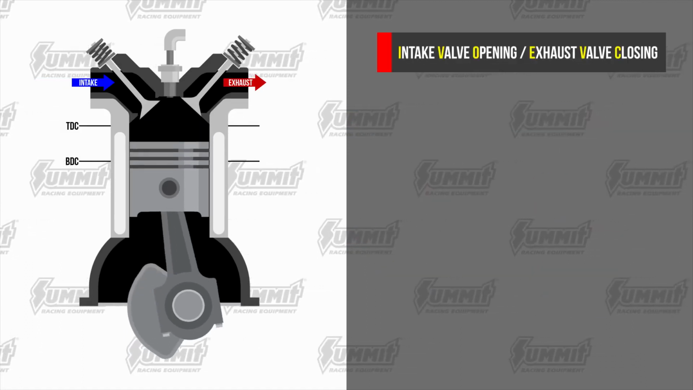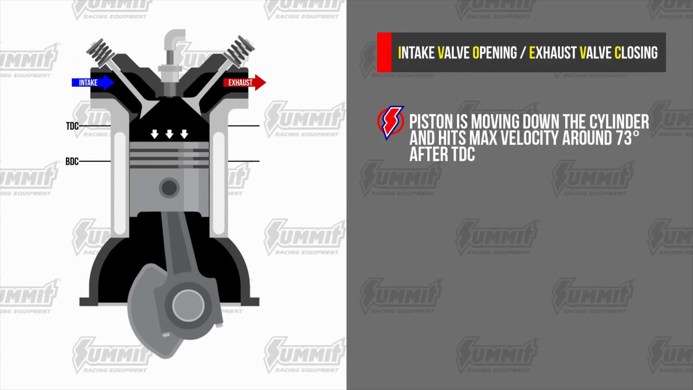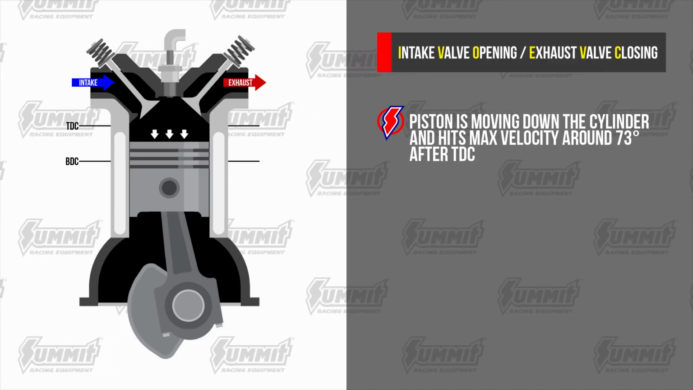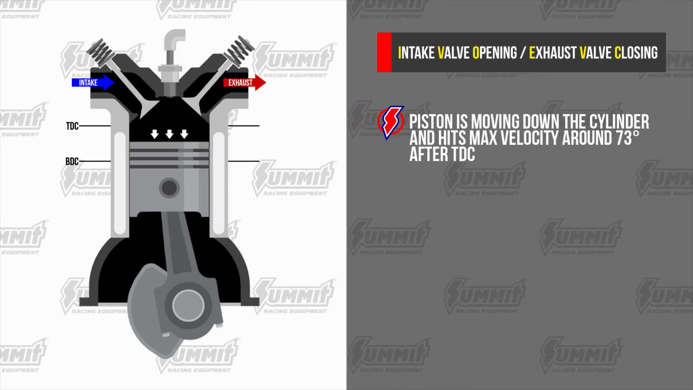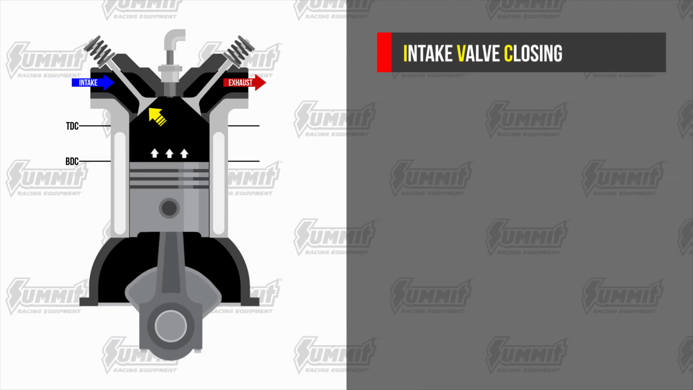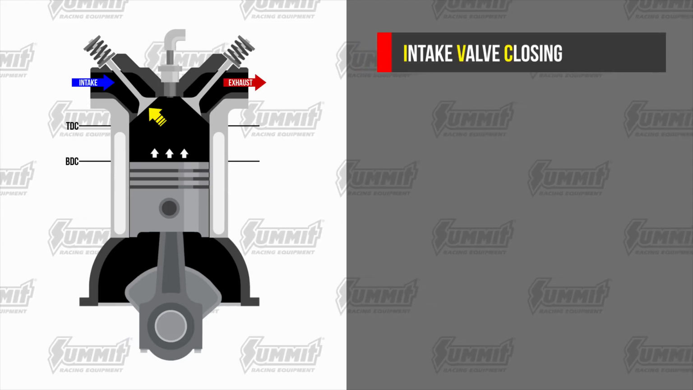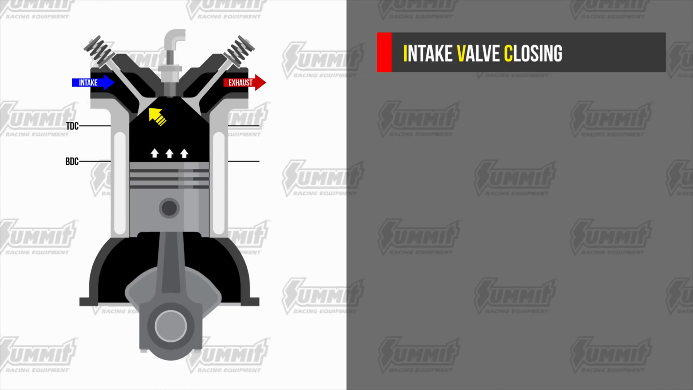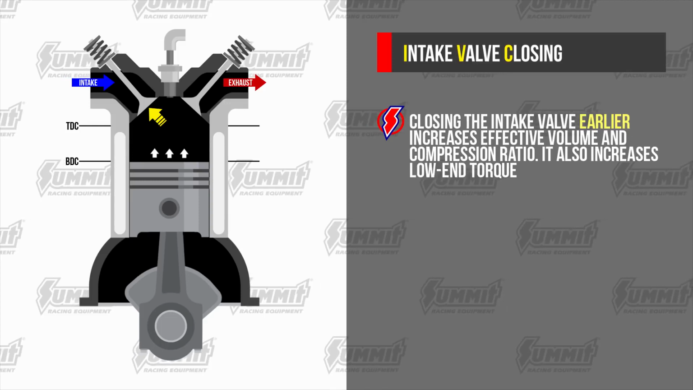Next, let's talk about the period right after overlap on the intake stroke. The intake valve is open and the piston is moving down the cylinder and hitting max velocity around 73 degrees after top dead center. At the end of the intake stroke, the piston is at bottom dead center and starts to move upwards. Finally, we come to intake valve closing at the beginning of the compression stroke. After bottom dead center on the compression stroke, pressure won't start building until the intake valve is completely closed. Closing the intake valve earlier increases effective volume and compression ratio.